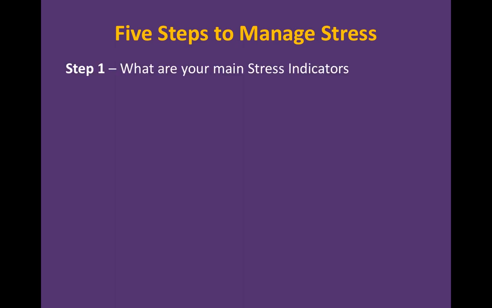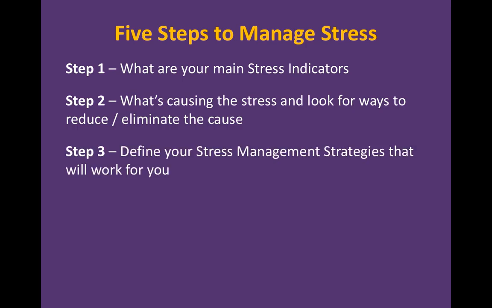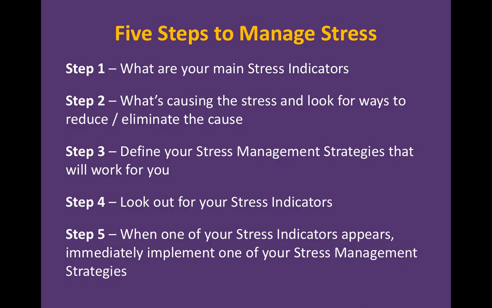So there are actually 5 steps to managing stress. And the first is really, what are your main stress indicators? Understanding what they are, but then also what's causing the stress and looking for ways to reduce and eliminate the cause of the problem. The third area looks at defining your stress management strategies that will work for you, and everyone's different. So it really will depend on your own set of circumstances. The fourth looks at your stress indicators as they arrive. So when they pop up, how they pop up, and being aware of when they arrive. And then finally, when they do show their head, what do you do and how do you manage them effectively so that it doesn't impact your performance?